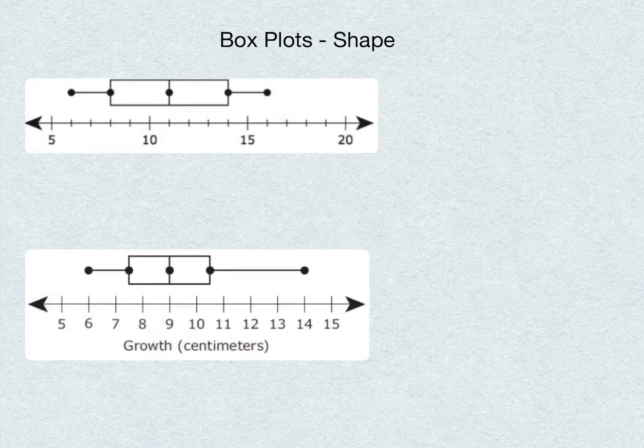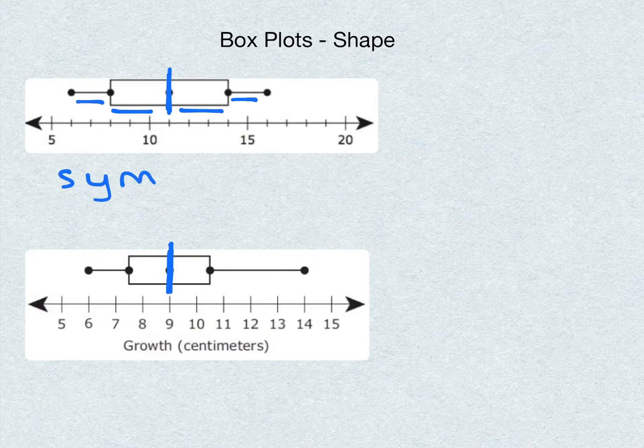We're going to go ahead and look at the shape of box plots first. Since we're given the median, we can actually use that point to see if it's symmetrical or not. Our first box plot, we can see on each side of the median that the box is about the same size and the whiskers are about the same. So we can say that this data set is fairly symmetrical when we look at the box plot.